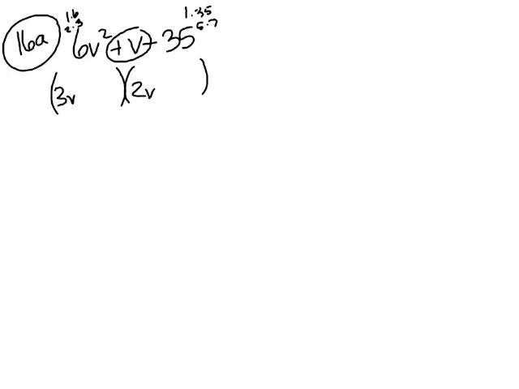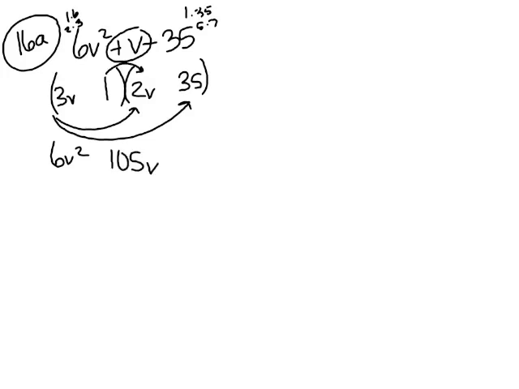1 and 35. Will 1 and 35 get me to a 1? We can try it. Alright. So 3v times 2v, there's my 6v squared. 3v times 35 is 105v. And 1 times 2 is 2v. There's no way I can make a 1 out of a 2 and 105. So then I try another set.